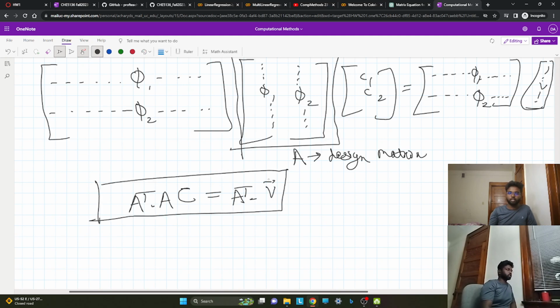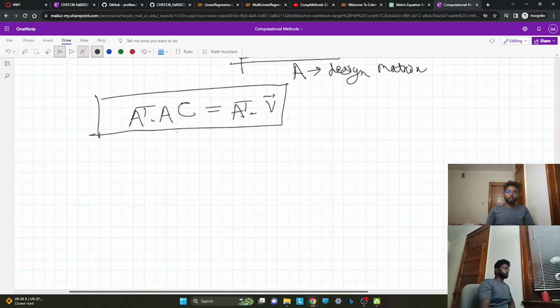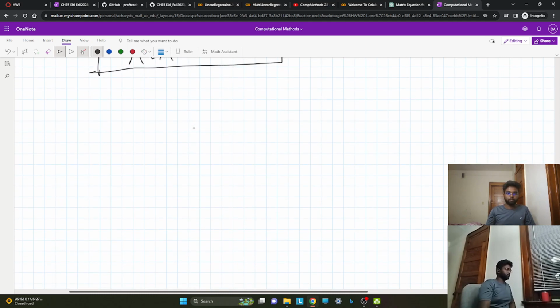So let's take an example. I will plot the graph and use this matrix vector equation to solve for the coefficients. Let's take a simple example: y equals x square plus sin x. I'm taking this just as an example.